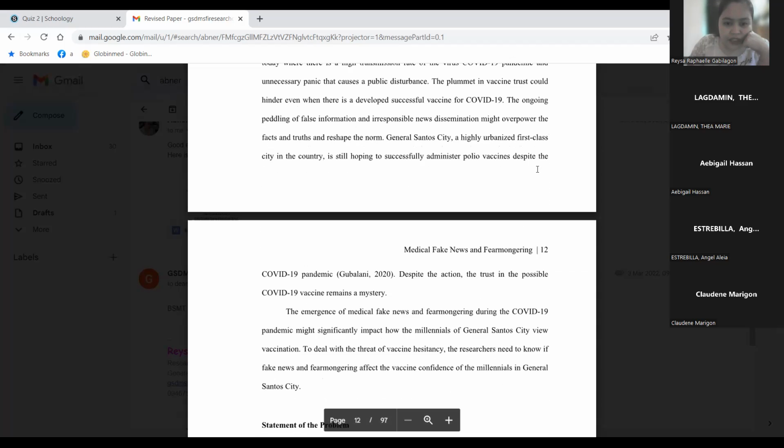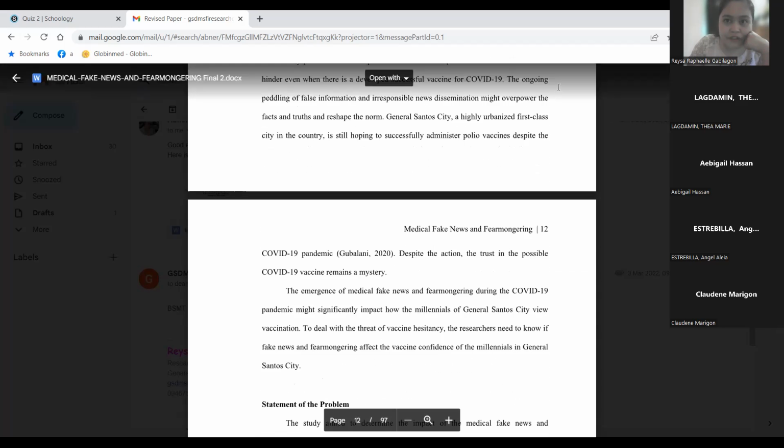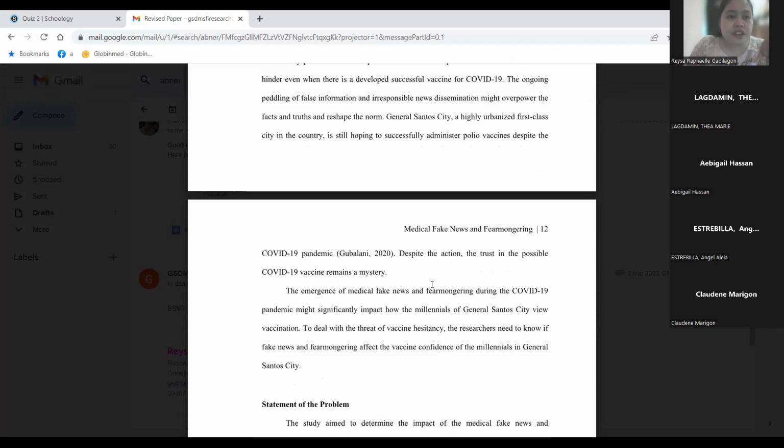Okay? And look at their last paragraph for the introduction. So actually, the last paragraph again should discuss the purpose or the general objective of this study. That's it. Okay? So as you can see, especially this part here, we have here to deal with the threat of vaccine hesitancy. The researchers need to know if fake news and fear-mongering affect the vaccine confidence of the millennials in General Santos City. So that is their goal. That is their objective or the purpose of this study.